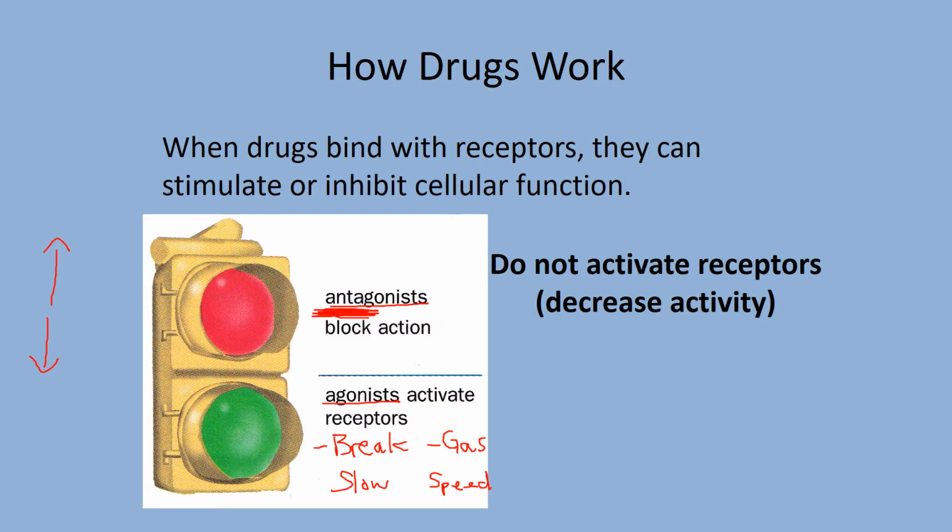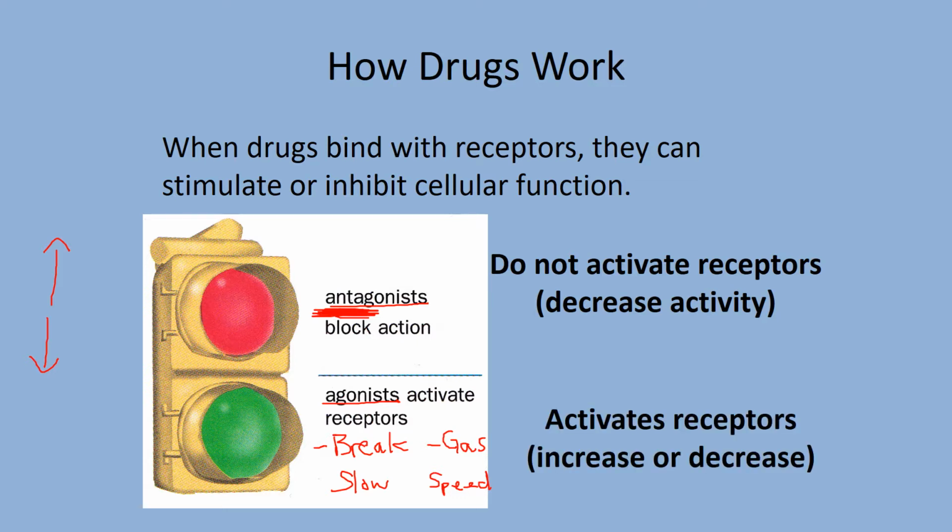So antagonists do not activate. They're usually anti or blockers. So any drug with an anti or blocker, usually an antagonist. Agonists, they're going to mimic the regular process. So a lot of these drugs are called mimics.